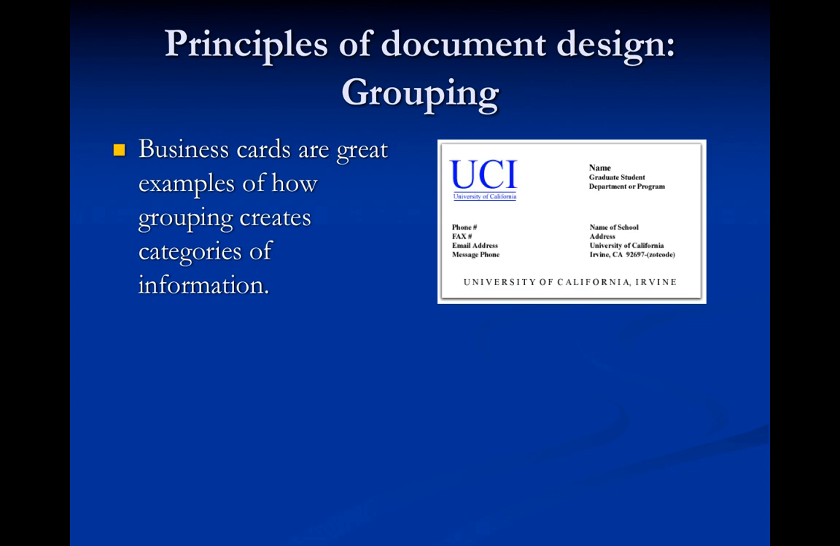Now, at the bottom left-hand side, we'll know that the phone number, fax number, email address, and message phone are all related. And then to the right, name of school, address, University of California, blah, blah, blah. So by grouping this information, we automatically understand the relationship between that information. Now, it's all on one business card, so we understand that all of this has to do with a particular thing, UC Irvine, and with that particular name of the graduate student. So grouping information is a great method of helping people quickly find and understand information, understand the relationships between information. Okay.